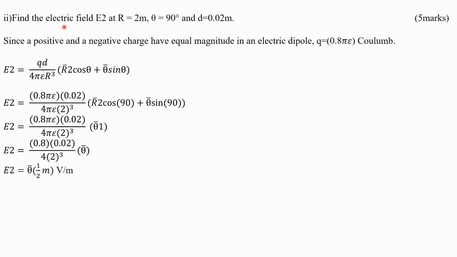Next, we can find the electric field E2 at r equal to 2 m, theta equal to 90 degrees, and d equal to 0.02 m. Since a positive and a negative charge have equal magnitude in an electric dipole, Q equal to 0.8 pi epsilon naught. So we just substitute all the parameters inside the E2 formula, and lastly we will get E2 equal to the vector delta multiplied by 1 over 2 mV/m. Therefore, the remaining 5 marks will be given for the step to find E2.